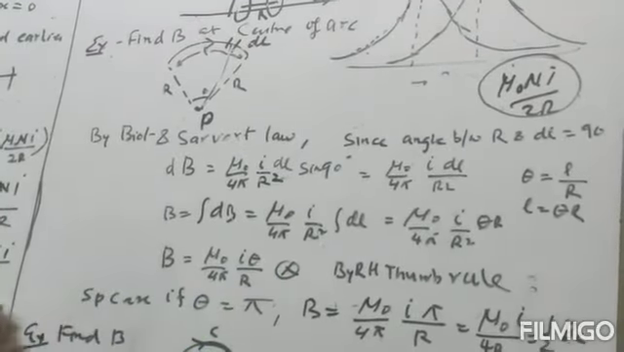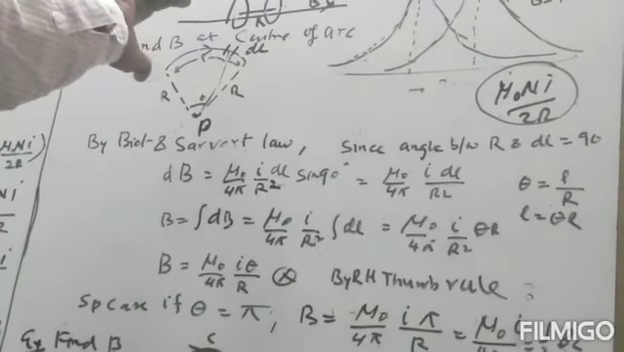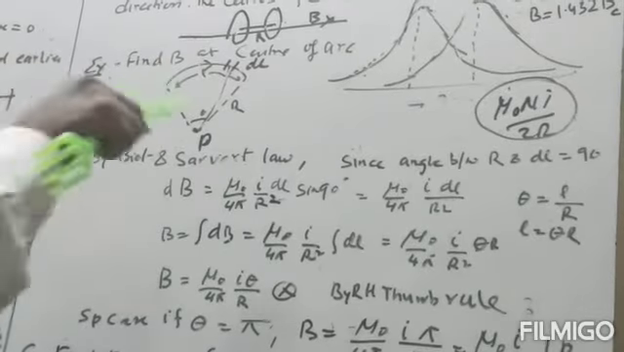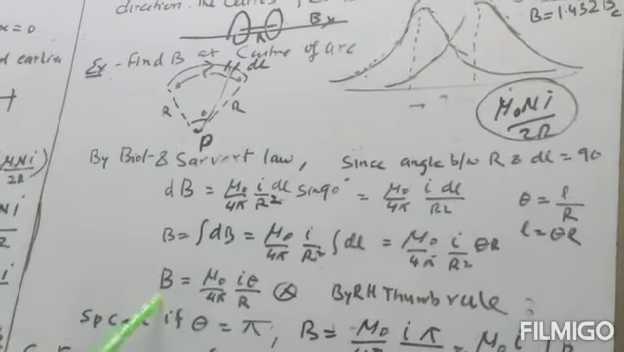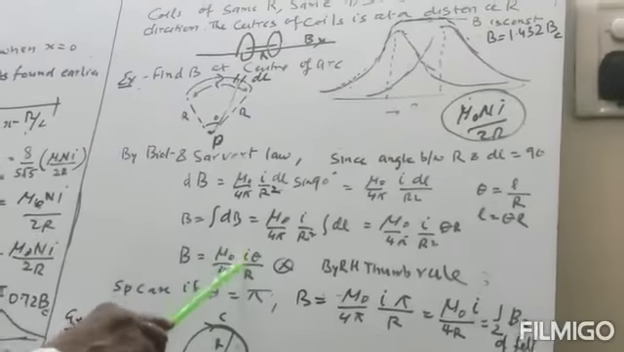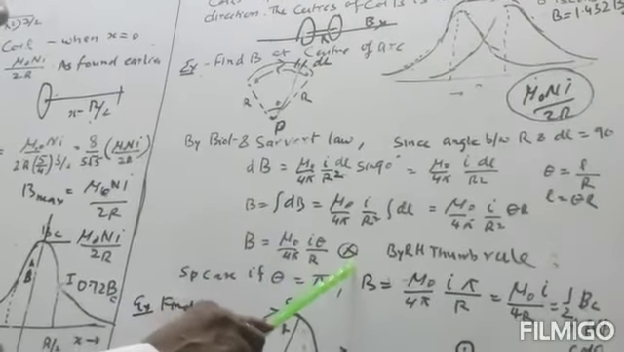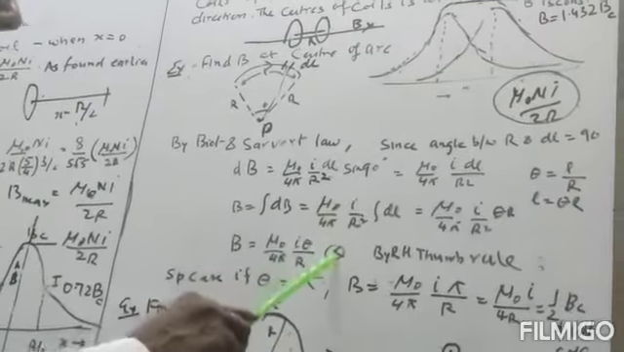and its direction will be by the right hand thumb rule, it will be inside the board. So the magnetic field at this point P will be equal to μ0/4π · I times angle theta divided by R, and the direction is perpendicular to the board, inside it.